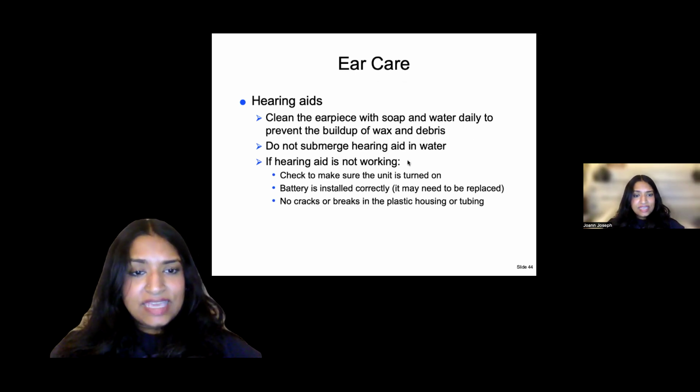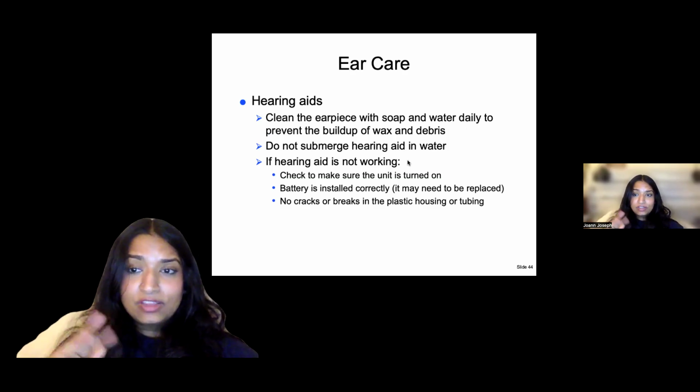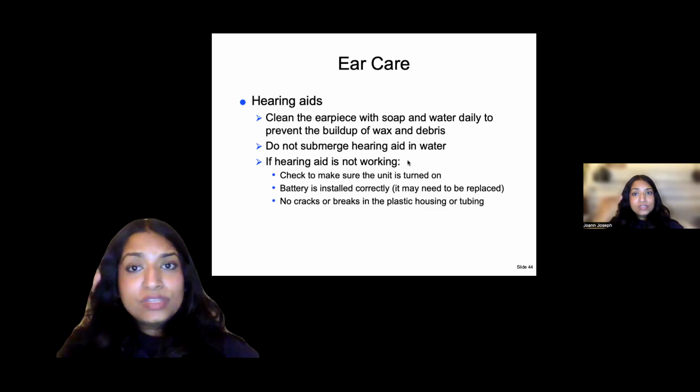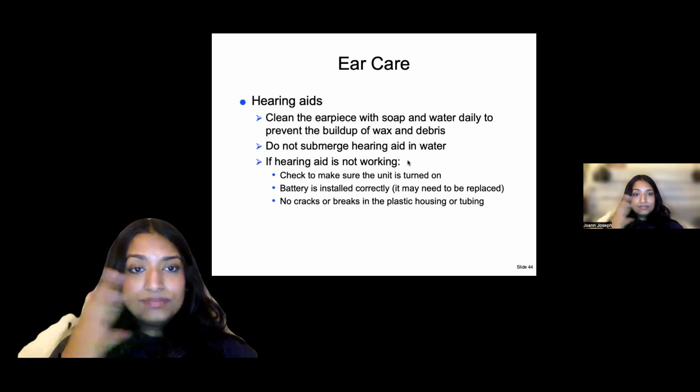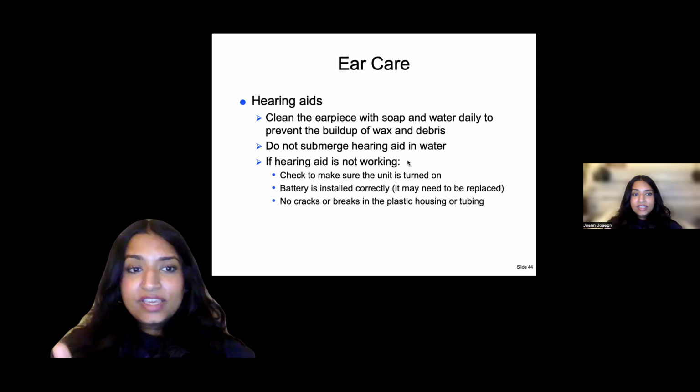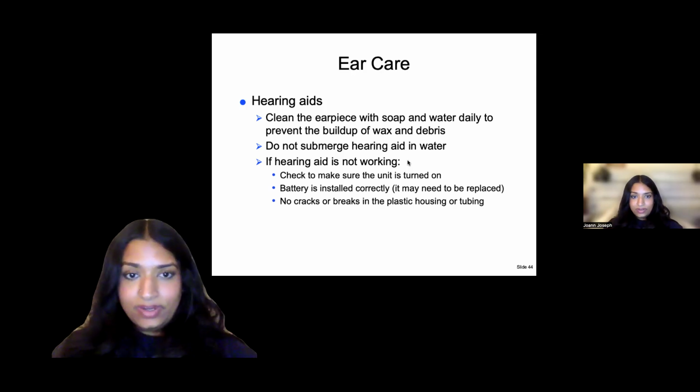Ear care, hearing aids: clean the earpiece with soap and water daily to prevent buildup of wax and debris. Otherwise, they're not going to hear you. You never submerge hearing aids in water. You're only cleaning it with a cloth, something like that. If they're not working, of course, you have to check and see what's going on.